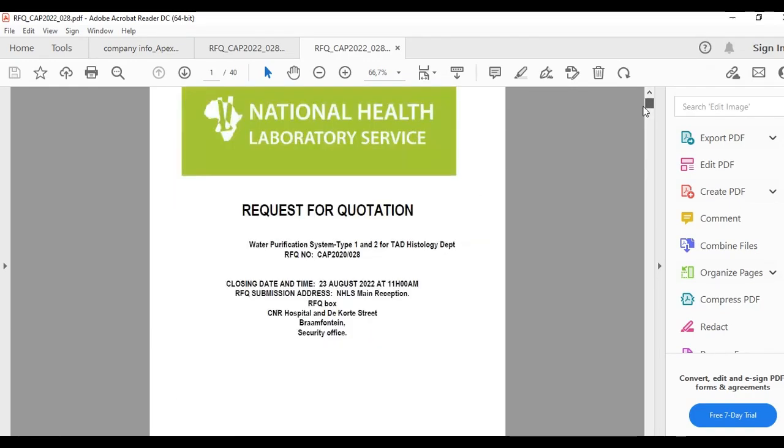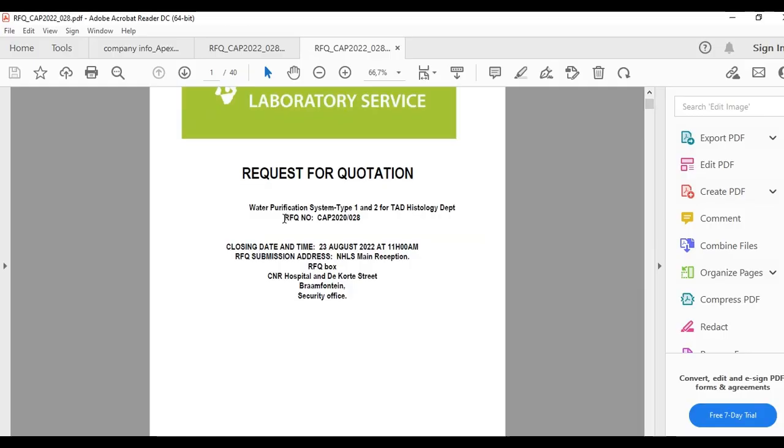The first page is just the description of the tender, RFQ numbers here and what the equipment requirement is. In this case, it's a water purification system for a histology department lab. It also has information about the closing date and time, which is extremely important because this is the deadline for this tender that is due. This one is due on the 23rd of August at 11 a.m. and the delivery address for the tender, it must be dropped off at the NHLS main reception, RFQ box at the corner of Hospital and Quart Street in Braamfontein.